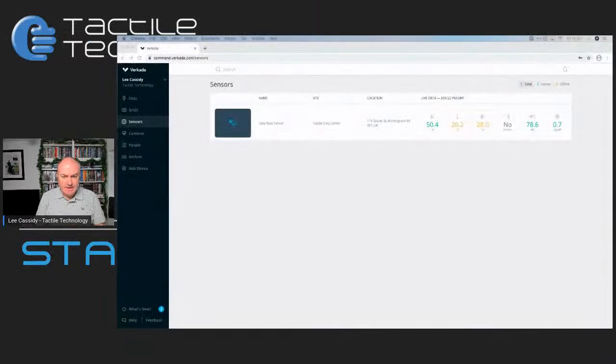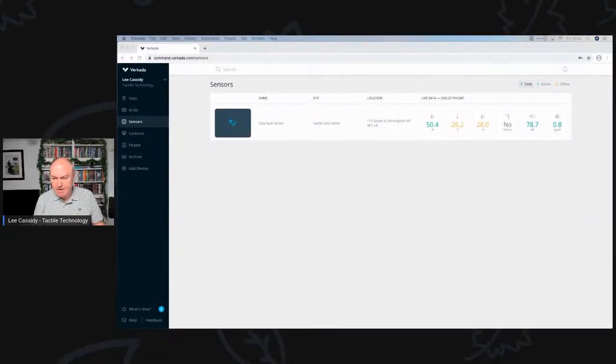So, what I'm going to do is just talk you through what you can actually achieve with environmental sensors. I'm going to share my screen now and show you what can be achieved. Hopefully, you can see my screen now, and on there, what I've got is a sensor.